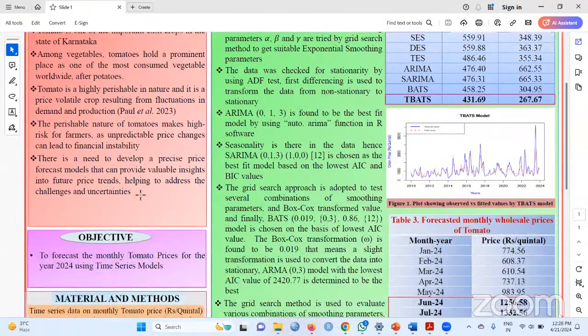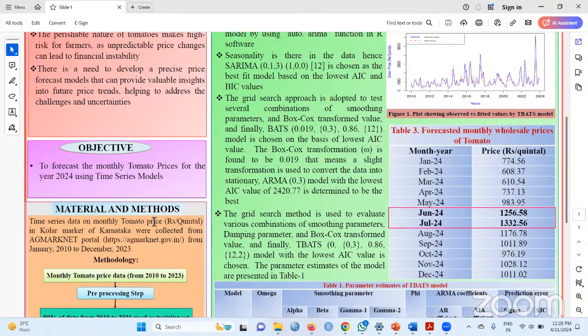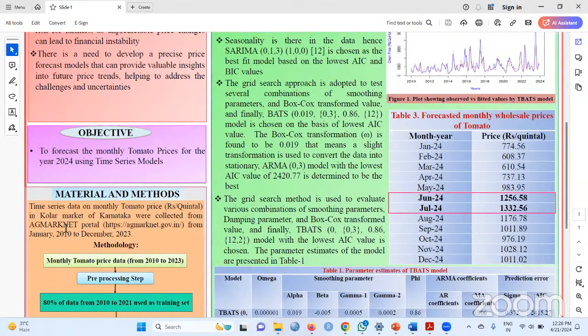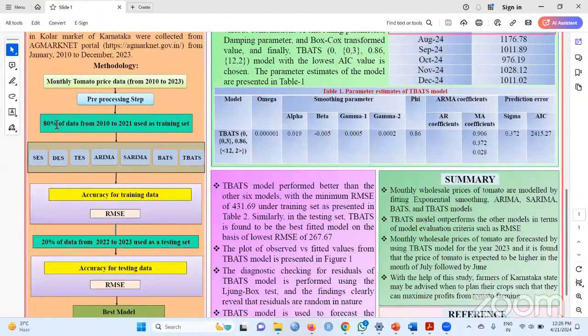Yes, ma'am. The objective of the study was to forecast the monthly tomato price for the year 2020-24 using time series models. The materials I collected from ATMANIRBHAR, that is time series data on monthly tomato price in Kolar market of Karnataka from January 2010 to December 2023. The whole data was split into two sets, 80% as a training set and 20% as a testing set. And I used 7 time series models in order to forecast the tomato price of Kolar market, Karnataka.